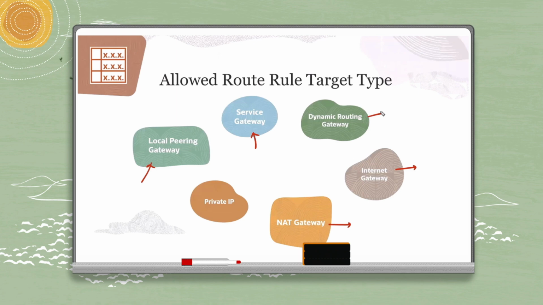Then there is dynamic routing gateway. This has to do with communication between the on-premises network and your VCN. And then there is private IP. Private IP, in case you need to route traffic to an instance in the VCN. In that case, you can also have private IP as the target type.